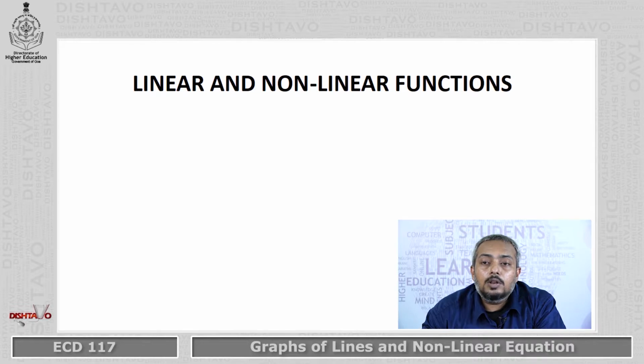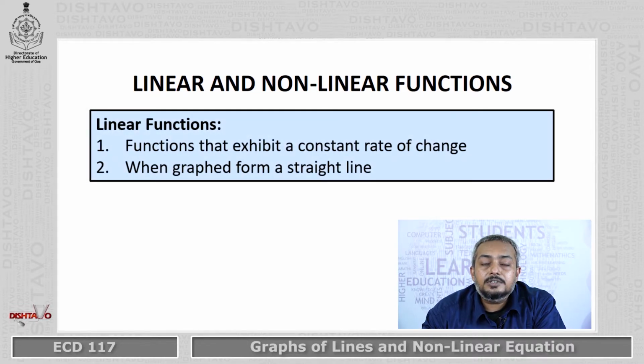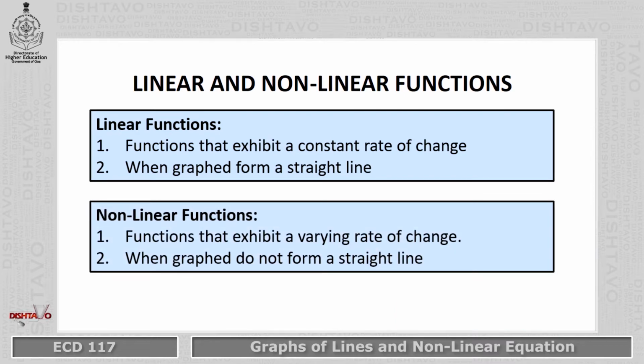So, what are linear and nonlinear functions then? Linear functions are functions that exhibit a constant rate of change. Hold that thought. I know what you're thinking. What does rate of change mean? We'll come to that in a bit when we look at the actual diagrams. But as of now, let's understand that linear functions exhibit a constant rate of change, and when graphed, they form a straight line. Whereas, nonlinear functions exhibit a varying rate of change, and when graphed, they do not form a straight line.